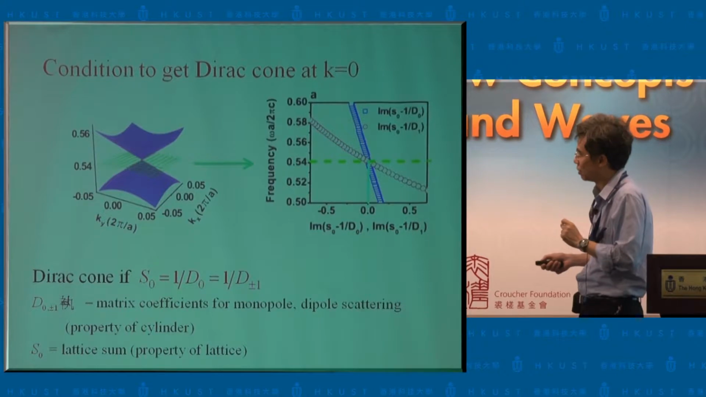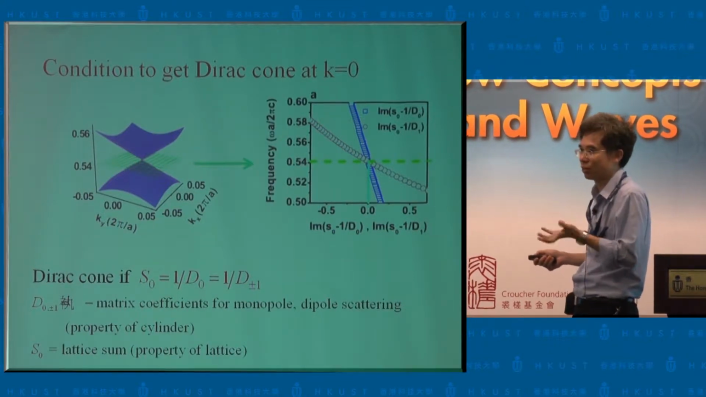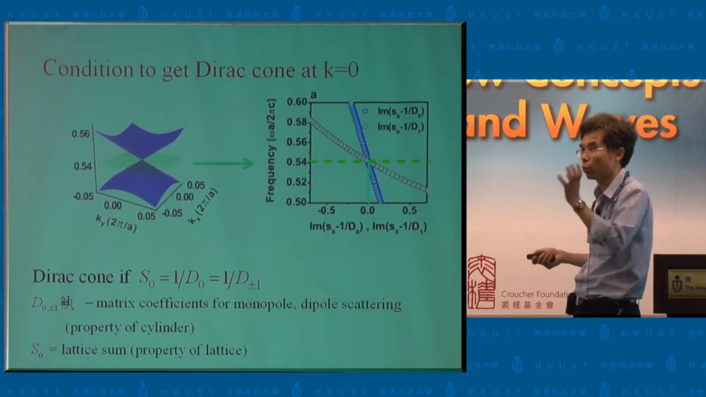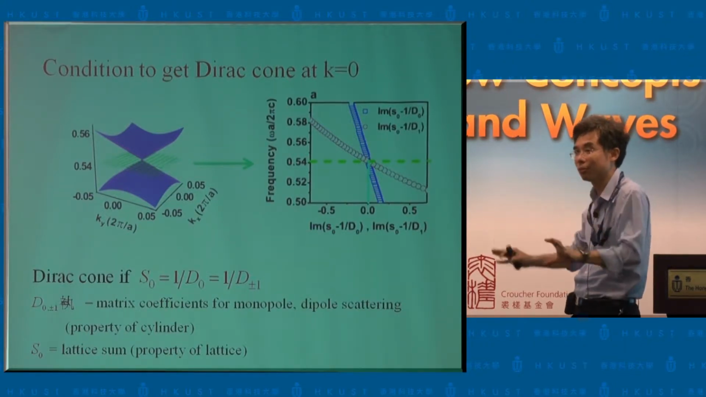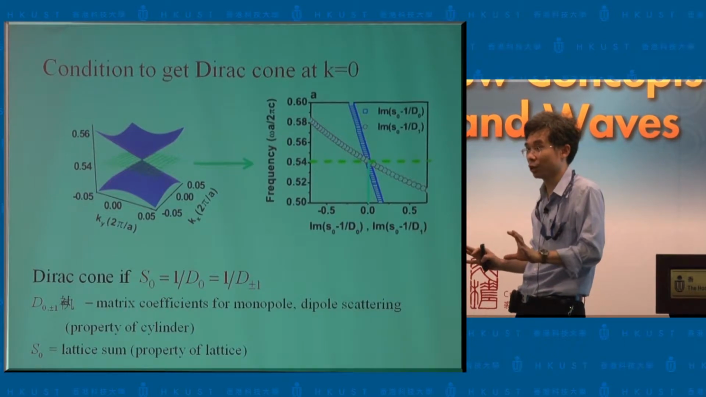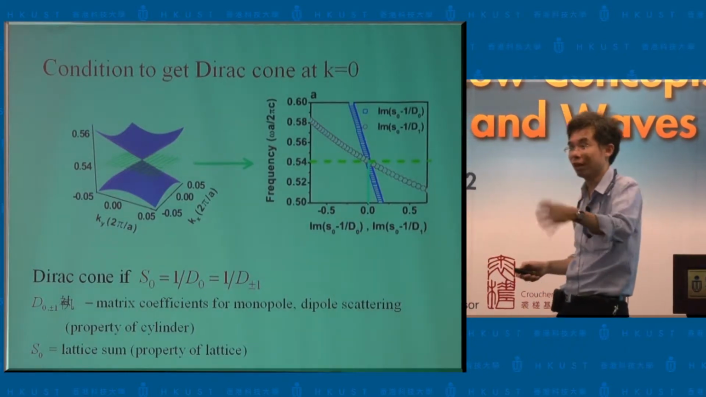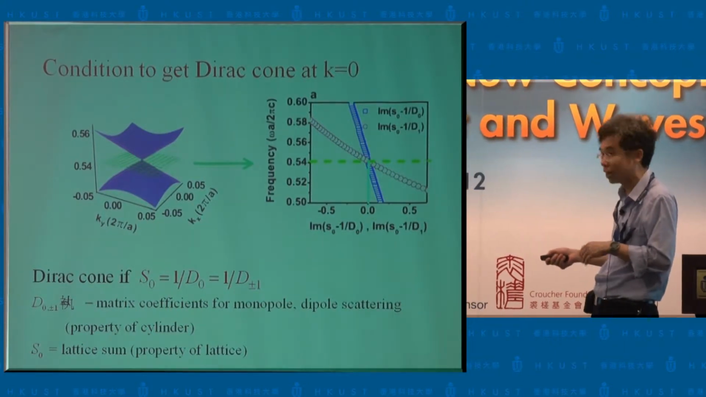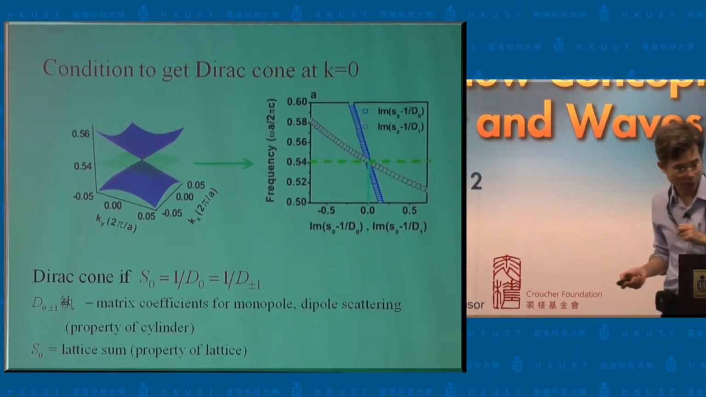Okay. Now, the d plus and minus 1 are equal by symmetry, but however, the d0 and d plus minus 1, namely the monopole and dipole, are separate and independent degrees of freedom. They don't have to be equal, and in general, they are not equal. Okay. So you have to choose a system that happens to be equal, and I can assure you that if they are equal, then you will get a Dirac-like cone.